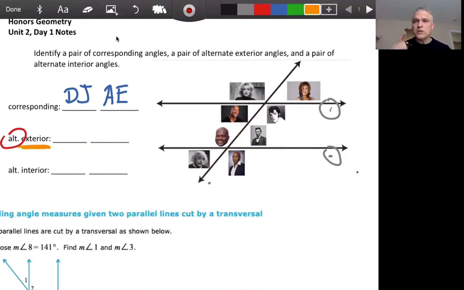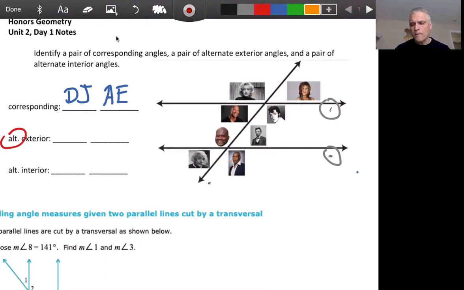Now, the only other thing we have to say is that in Unit 1, we talked about two lines, intersections, we did vertical angles, we did linear pairs. That's a bunch of Unit 1 stuff. So we can't use linear pairs and we can't use vertical angles in Unit 2. So we will need to take one of these angles and one of these angles and say they're alternate exterior.